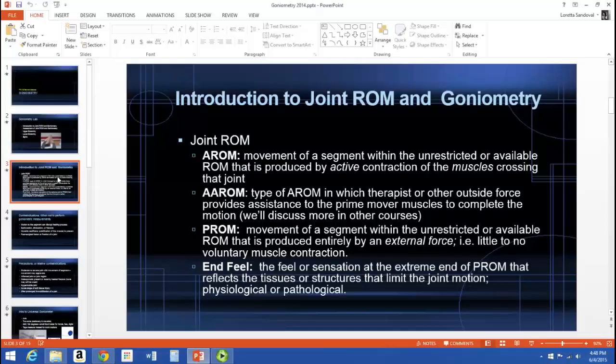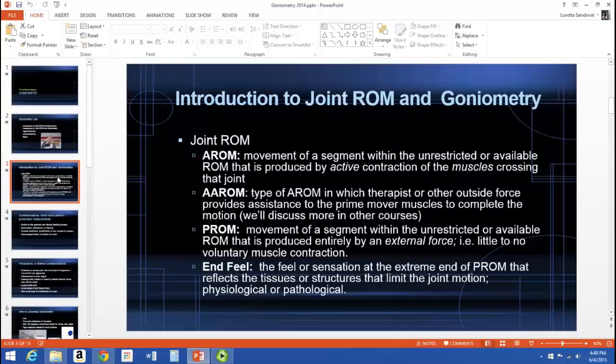Active assisted range of motion, it's a type of active range of motion in which the therapist or another outside force provides assistance to the prime mover muscles to complete the motion. And we'll be talking more about this in 110 with Jamie. She'll talk about active assisted range of motion exercises, passive range of motion exercises. But the difference between active assisted and active range of motion is the person is not doing it entirely on themselves. Either the therapist is helping or some other outside force is helping, like a set of pulleys or something like that. So there's some assistance in the movement.